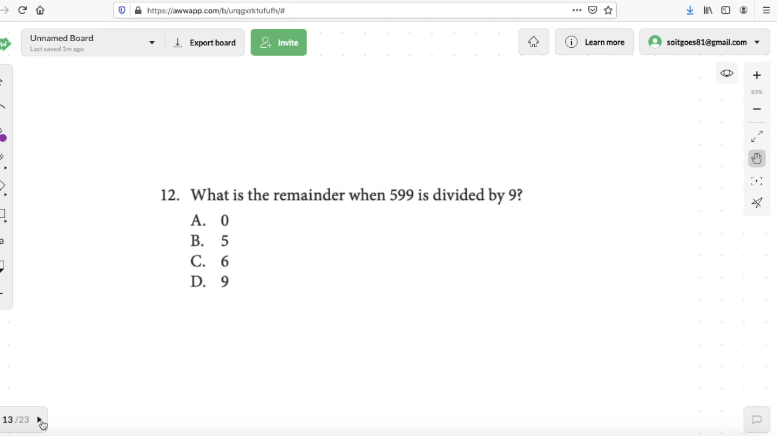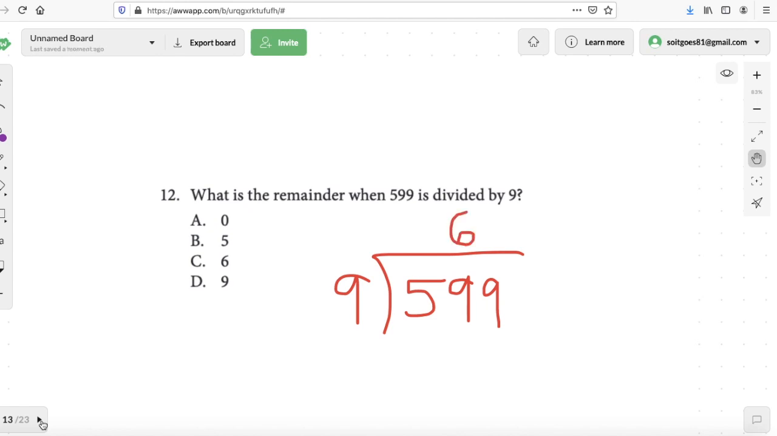So let's do it. Let's divide 599 by 9. I'll get it set up here on the whiteboard. 599 divided by 9. Let's go through it. 9 doesn't go into 5 any times. But how many times does 9 go into 59? 6 times, right? So 6 up here. 6 times 9 is what? 54.